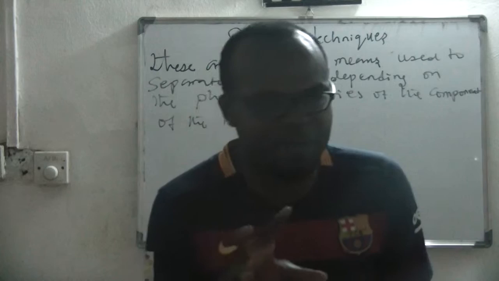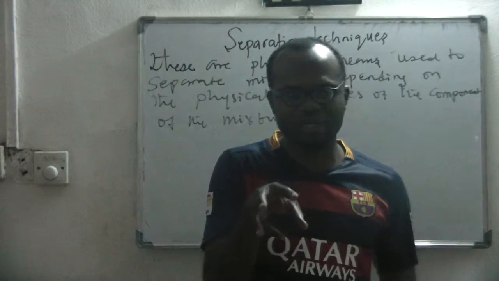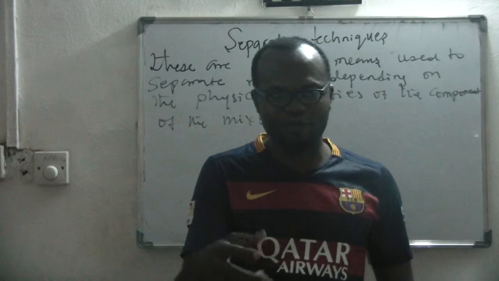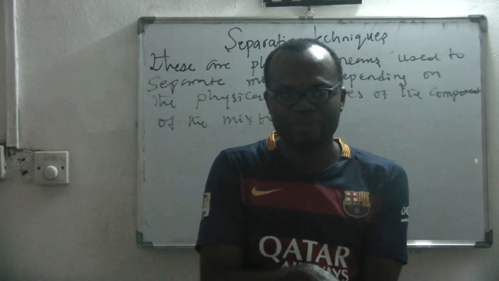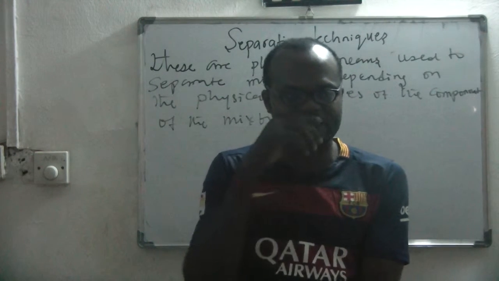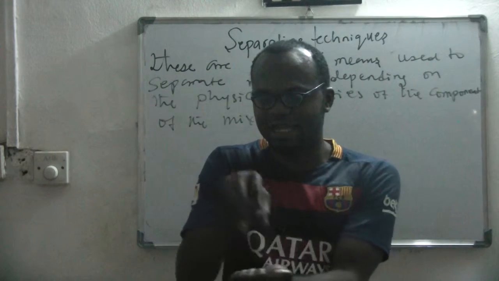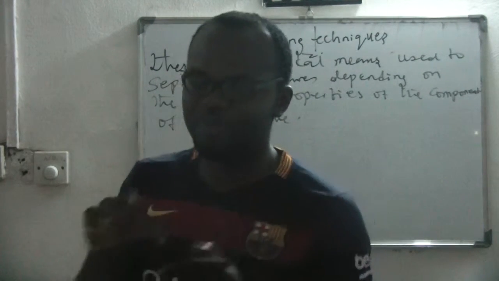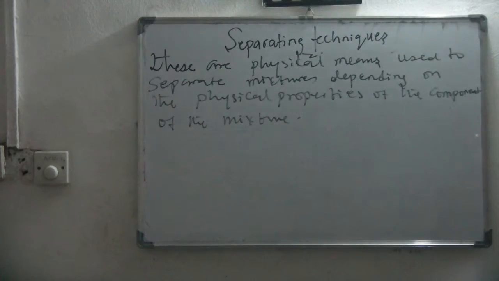So it depends on the physical property. Sand is a solid and the water it is mixed with is a liquid, a solid that does not dissolve in the liquid, so you use sieving. But when you have solid and solid, like sand and rice, you use hand picking, is it not? Yes. So you need to know the components of the mixture, because that determines the kind of technique that you use. Is that clear? Yes, sir.